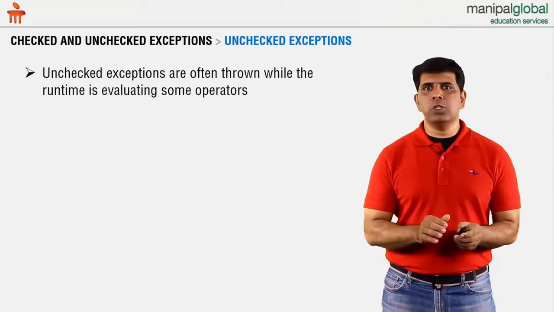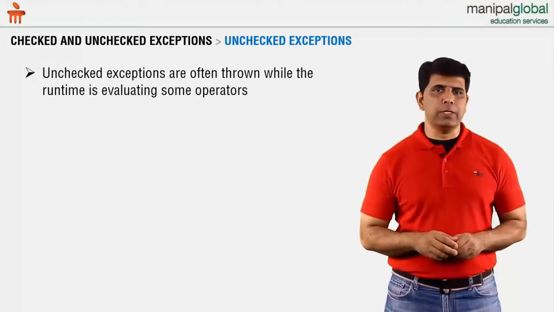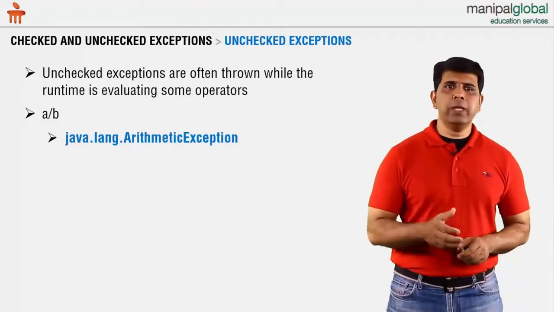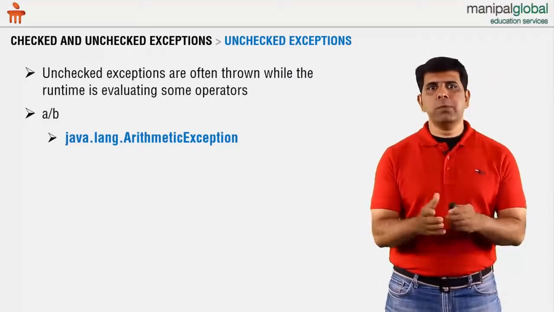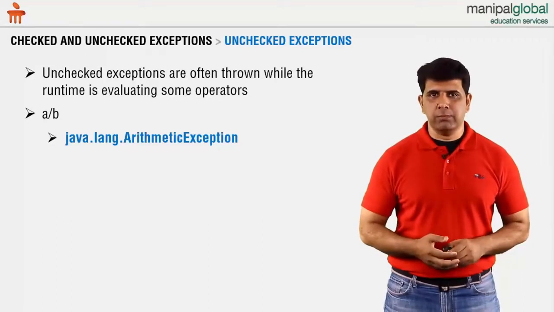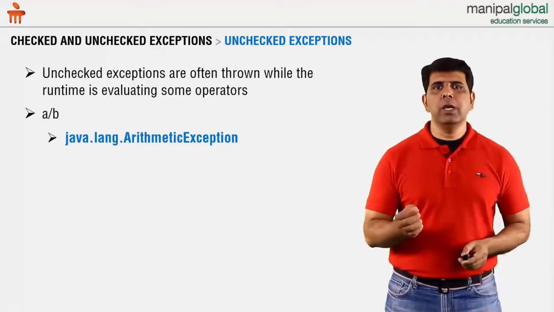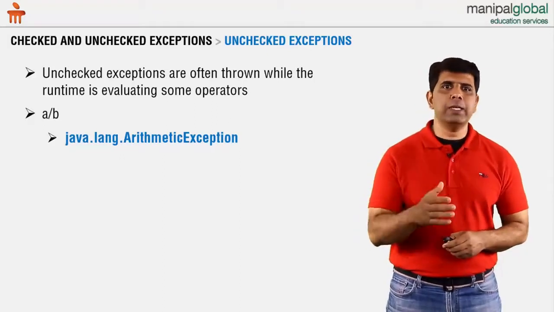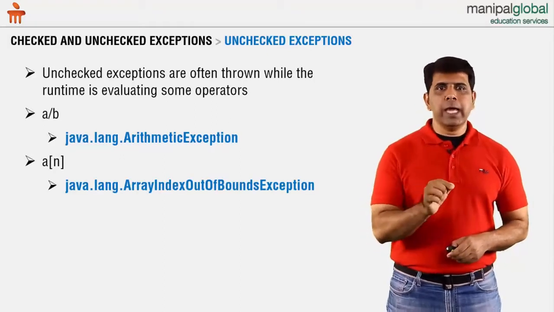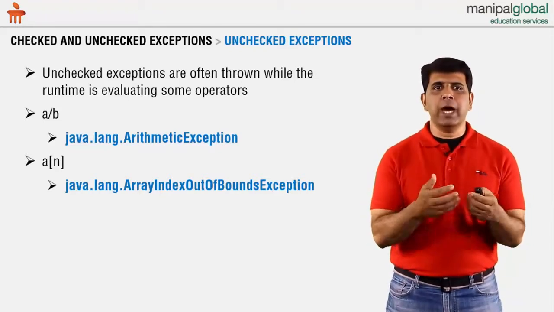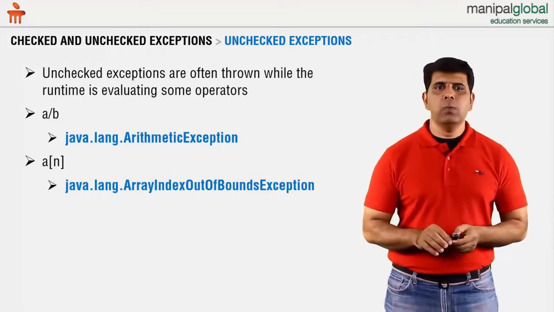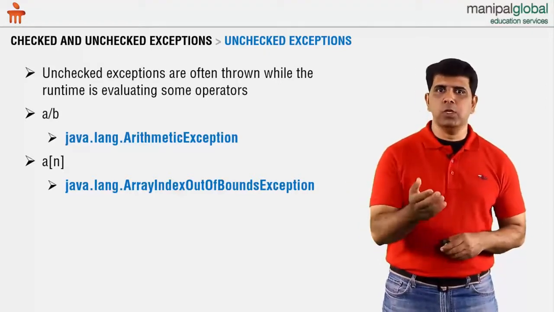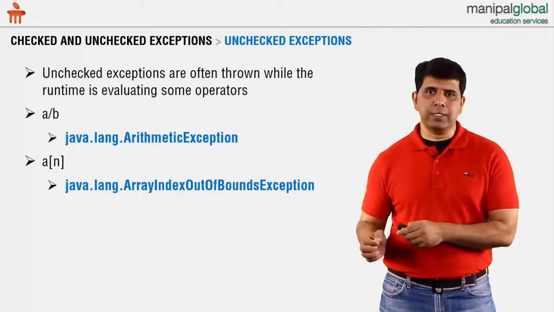Unchecked exceptions are often thrown while the runtime is evaluating some operators, but not necessarily. For example, a divided by b might throw an ArithmeticException because that involves an arithmetic operation. a divided by 0 may be a problem, so that needs to be taken care of. Now a[n], where you're accessing an array element with an index n. What if you have supplied an index that is beyond the length of that particular array? You get an ArrayIndexOutOfBoundsException.